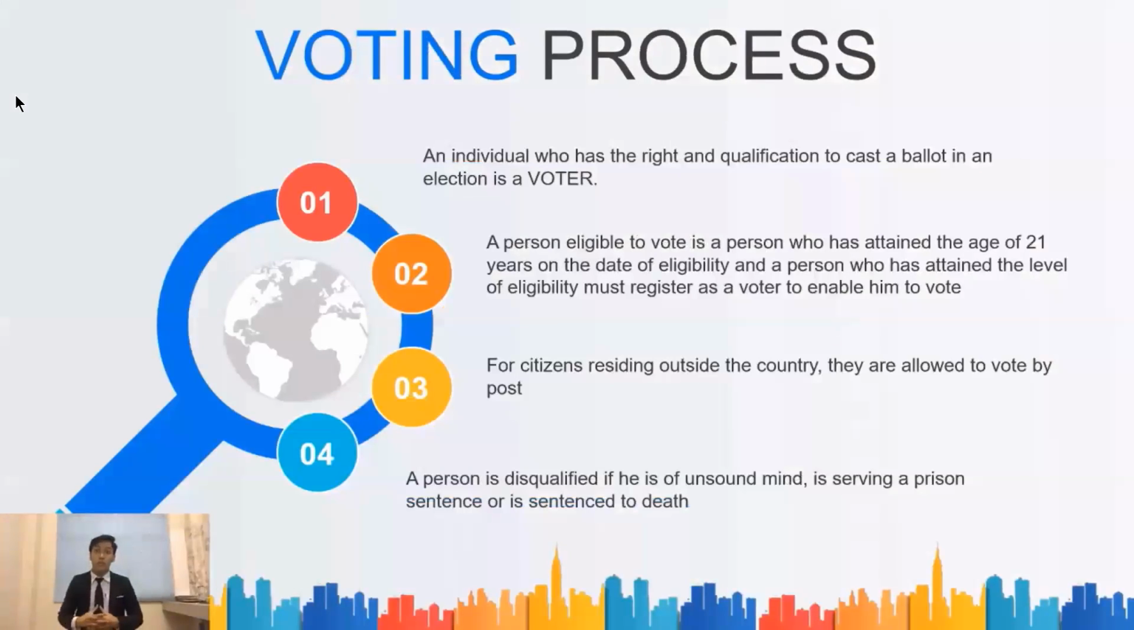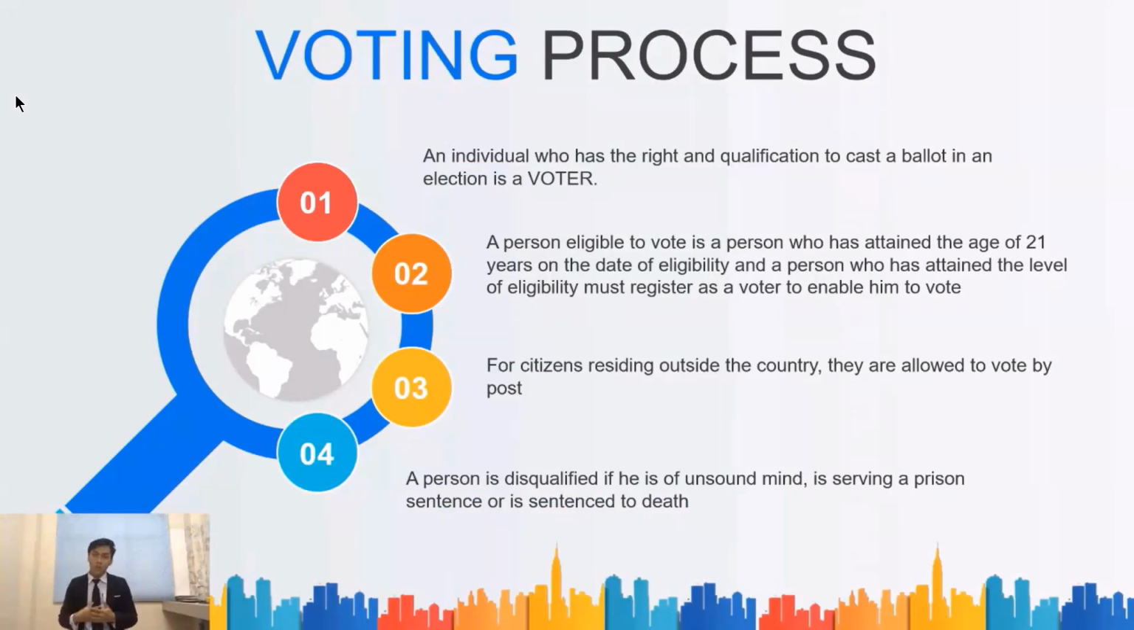Next will be the voting process. The voting process consists of individual persons known as voters or electors. They have the right and qualifications to cast a ballot in elections. In the federal constitution, a person eligible to vote is a person who has attained the age of 21 years old. This was the case years ago, but nowadays 18 years old are already eligible to vote.